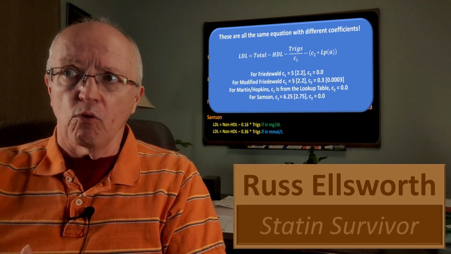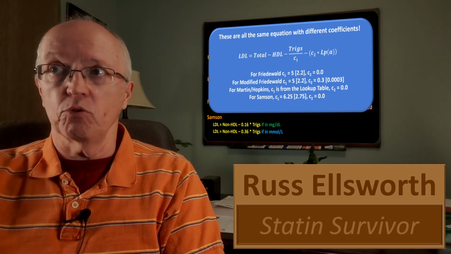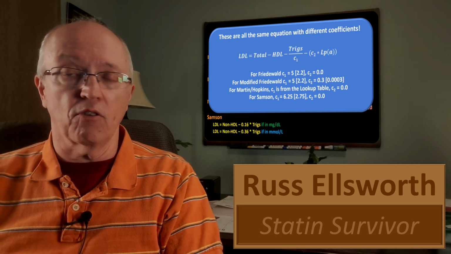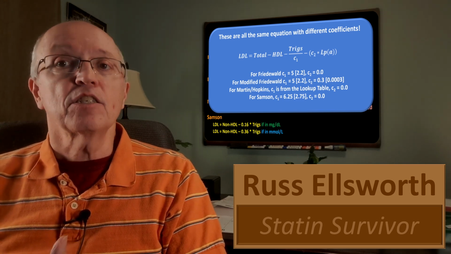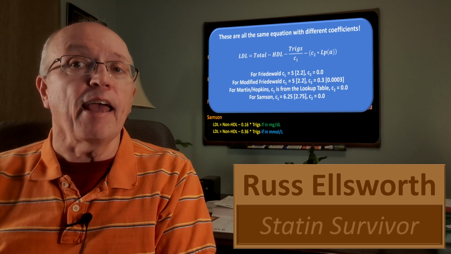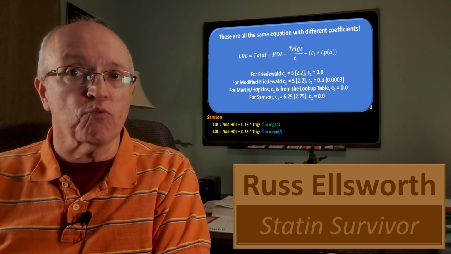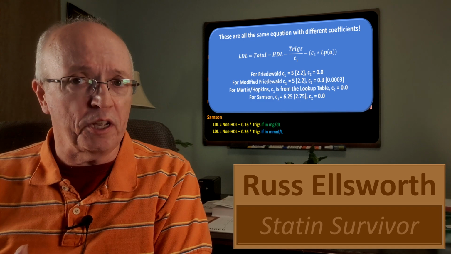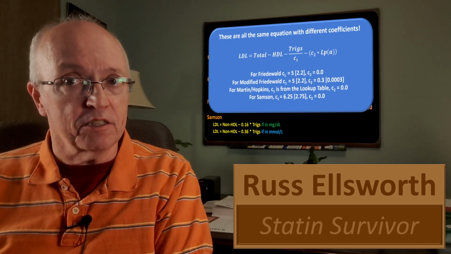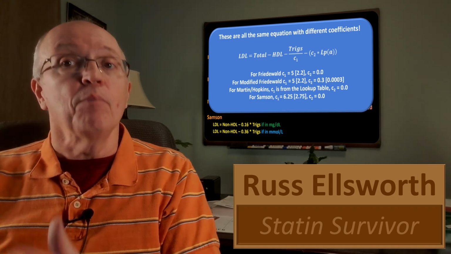All 4 of them will break down to this. Only one of them actually uses coefficient 2. For the others, it's 0. But this is what they all look like. In the end, it's an estimate that's trying to take the part that they haven't measured and figure out how much is remnant cholesterol, which is VLDL, very low density lipoproteins, IDL, intermediate density lipoproteins, that sort of thing, and how much is LDL. So if you were wondering, this is the Martin-Hopkins coefficients tables.